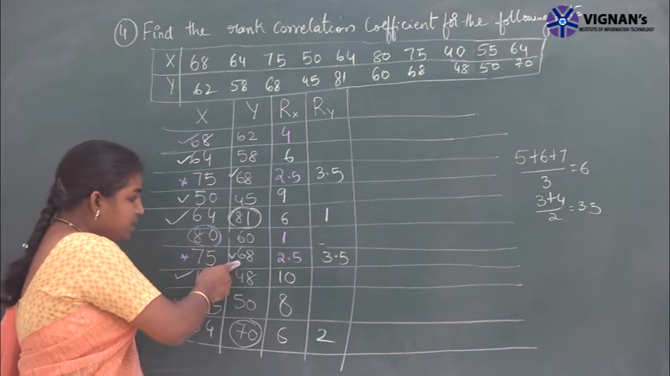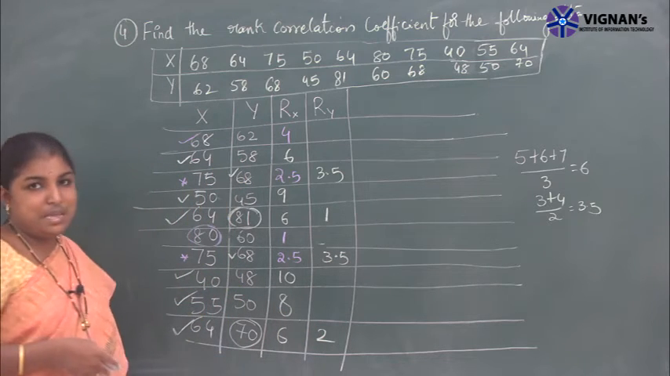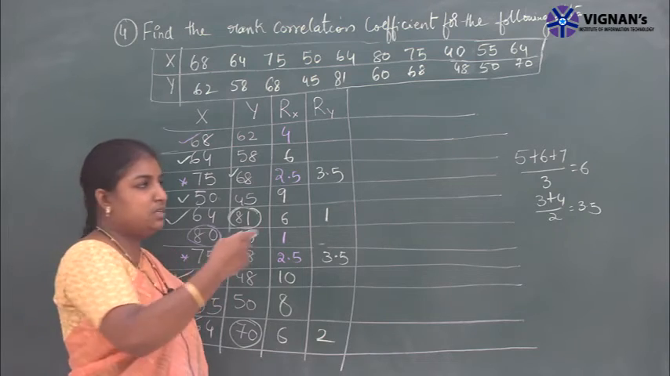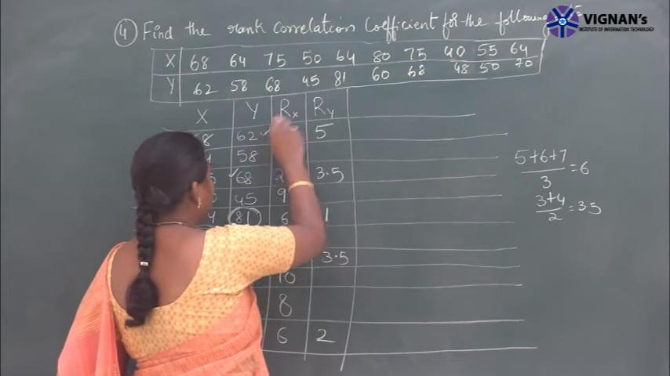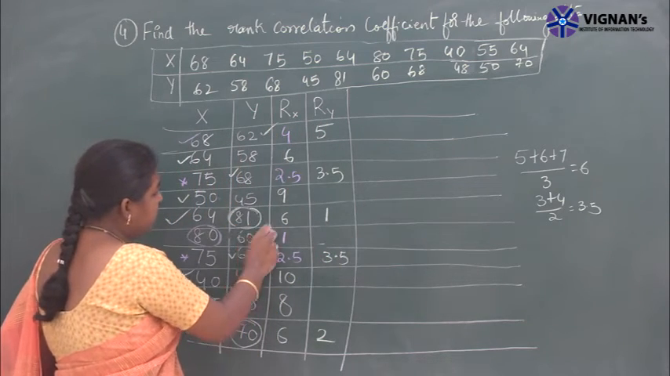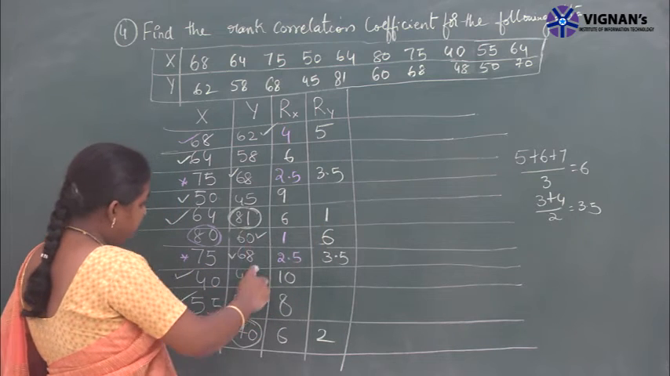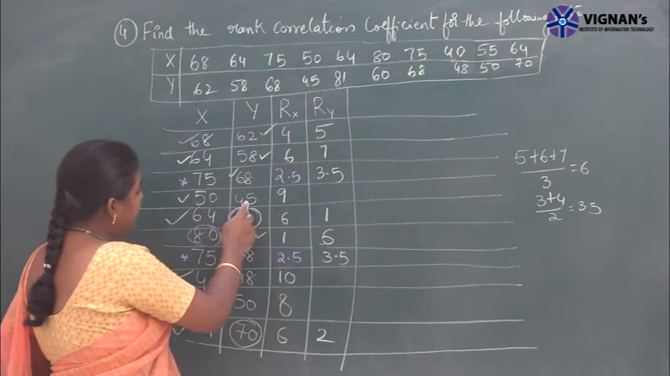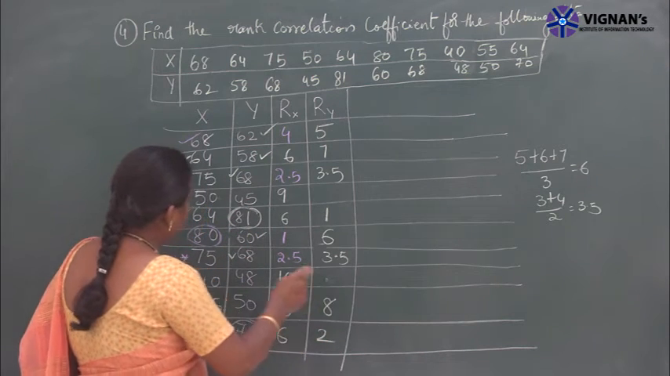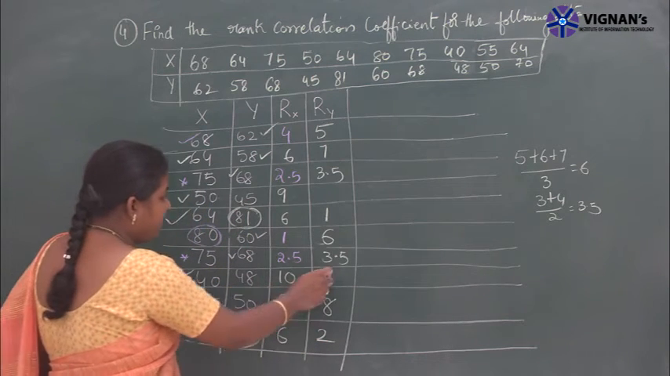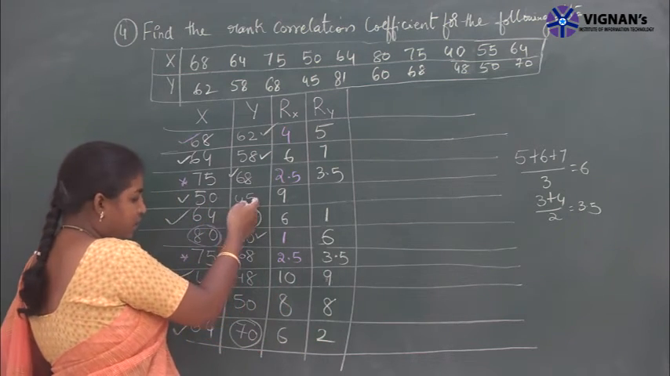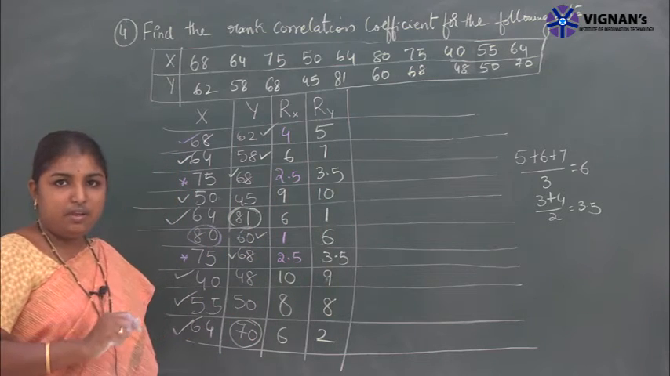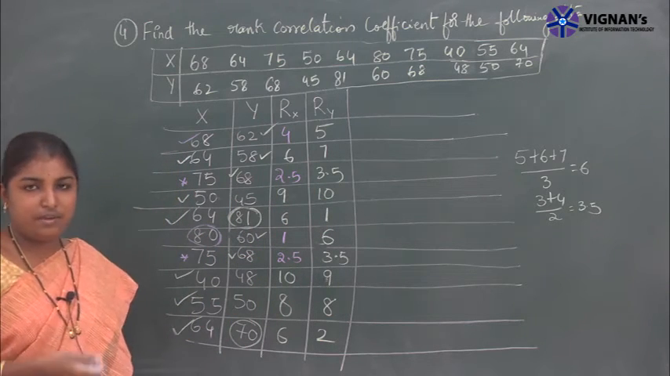And after 68 we are having 62 as the maximum. Already third and fourth positions are completed. The next rank we are giving is 5. Okay. Next maximum 60 we are giving 6. And the next maximum is 58 we are giving 7. And the next maximum, 50, we are giving 8. And 45 we are giving 9. And for 45 we are giving 10. Okay. Likewise, we are giving the ranks of the given data.